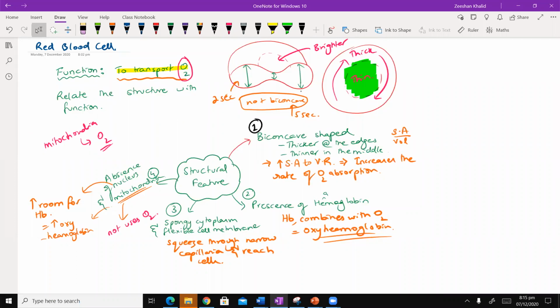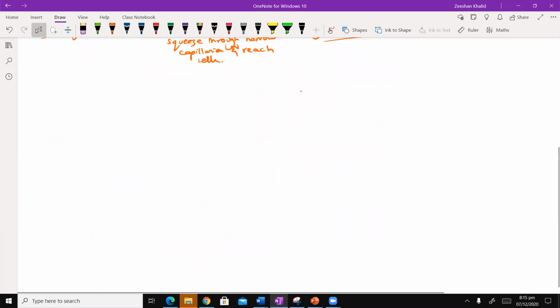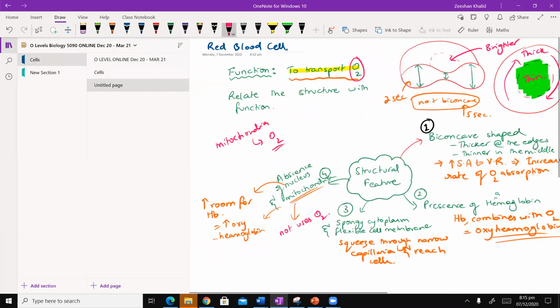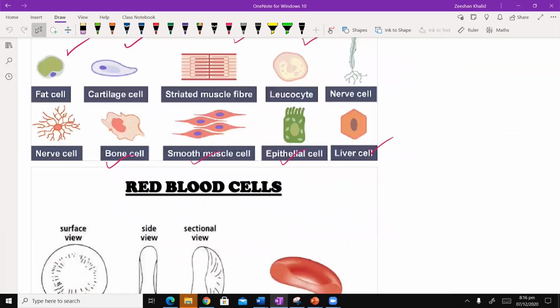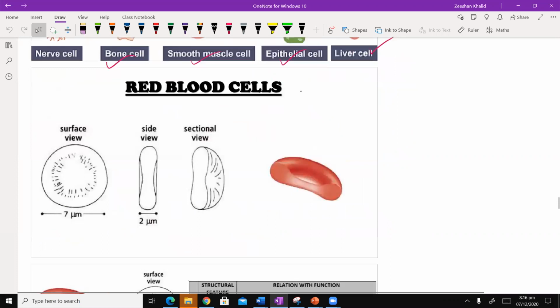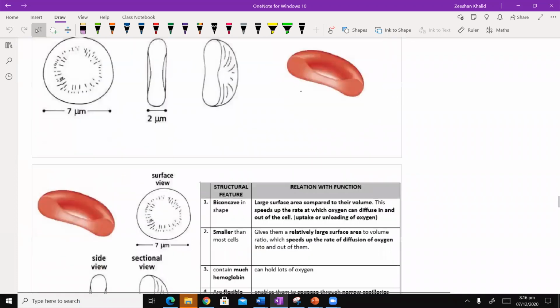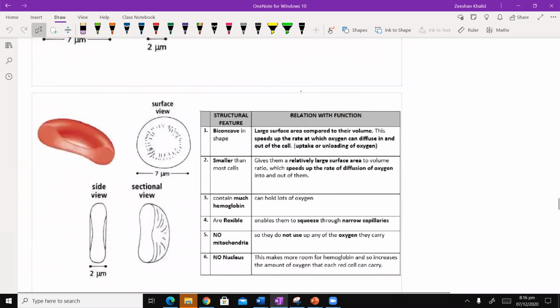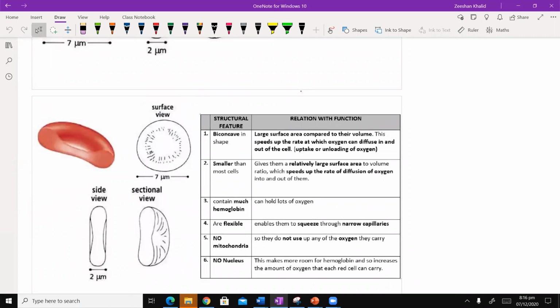Okay? So that's the first idea. The second idea that we're going to talk about today is another specialized cell, which is the root hair cell. Let me go back to the, I hope all of you received the slides, okay? Again, look at this red blood cell. All of what I've explained is actually given here in the form of a table. So inshallah, you can view that.